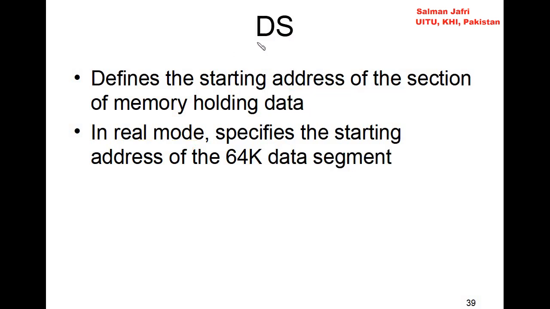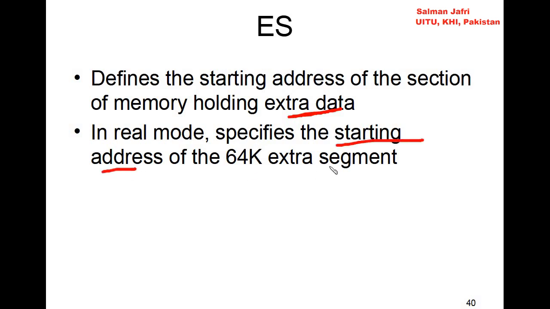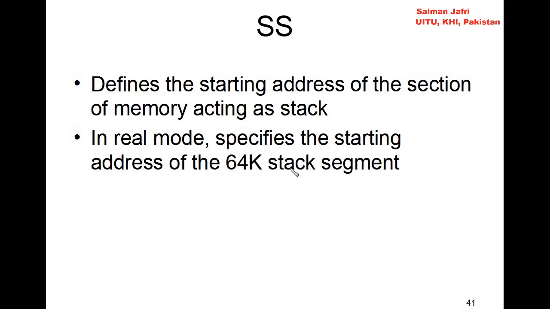Similar is the discussion for the DS. Nothing has changed, but DS is telling you the starting address of the data segment, the place where data is kept. Similarly, the extra segment register tells us the starting address of the section of memory holding the extra data, or ES. So again we are specifying the starting address of the segment. The segment size is 64K. This is an important point that we'll be looking at later on. A similar discussion applies to the stack segment register, which tells the starting address of the 64K stack segment, and so on and so forth.